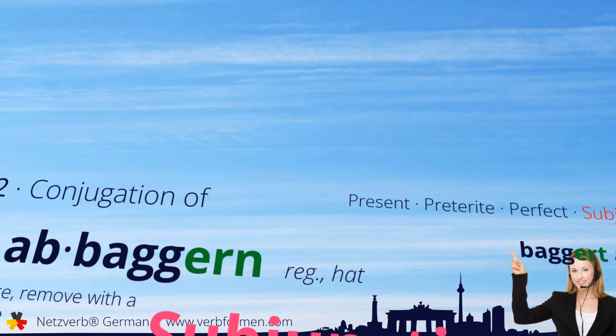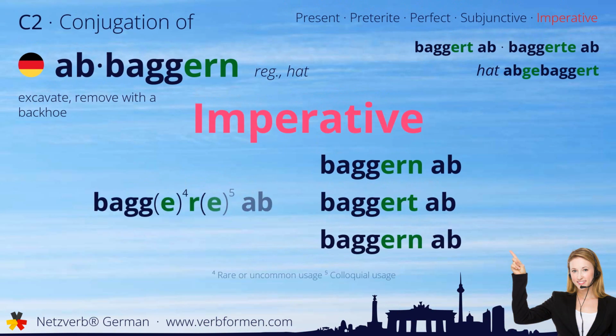And finally, we'll cover the imperative. Baggere ab du. Baggern ab wir. Baggert ab ihr. Baggern ab sie.